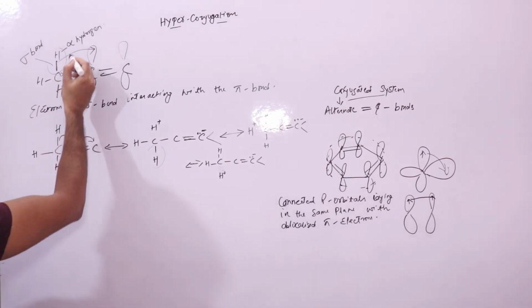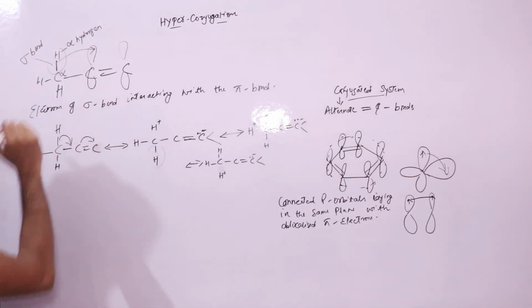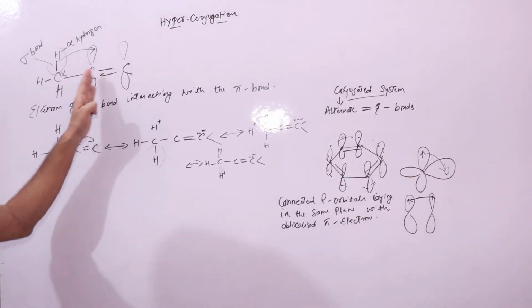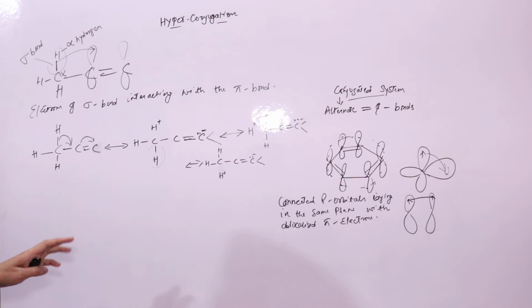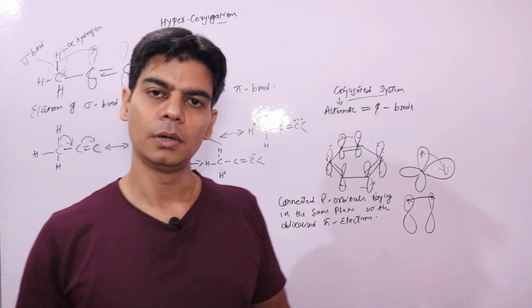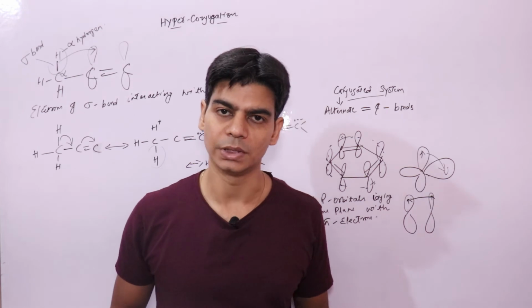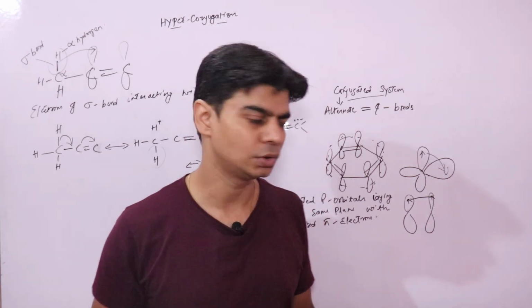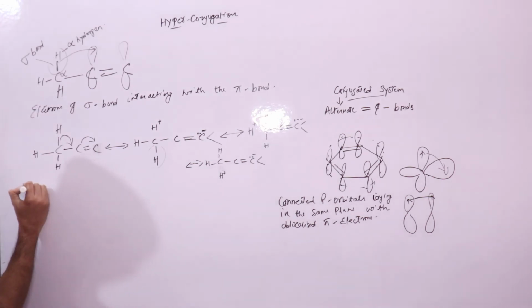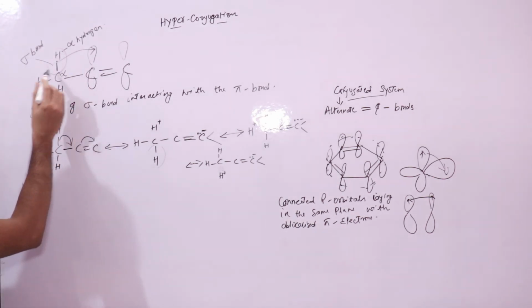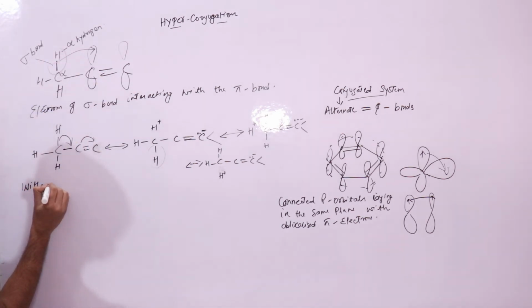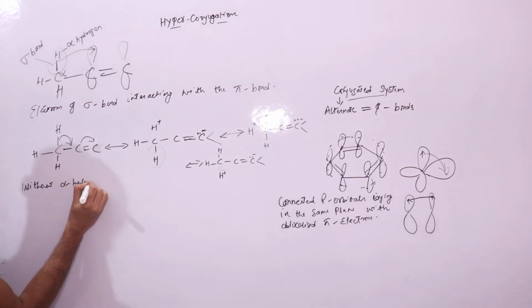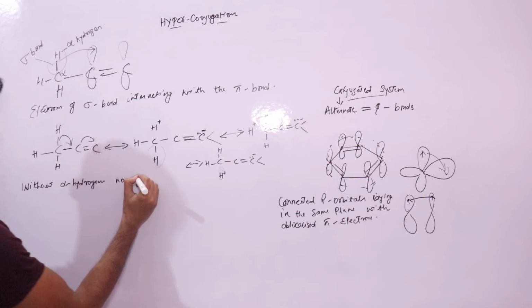When you have a sigma bond, a CH bond, adjacent to the carbon-carbon double bond, at the alpha position to this double bond, you need to have alpha hydrogens in order for a molecule to show hyperconjugation. Without alpha hydrogens, there would be no hyperconjugation, because the bond delocalization will not take place. So without alpha hydrogens, no hyperconjugation.